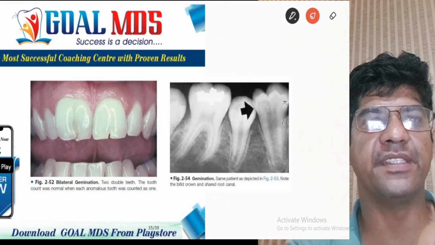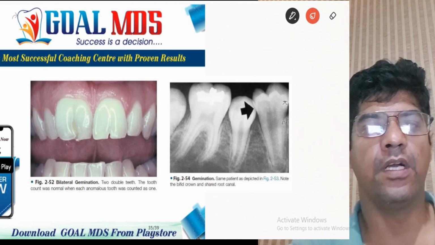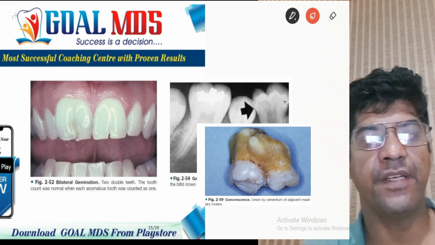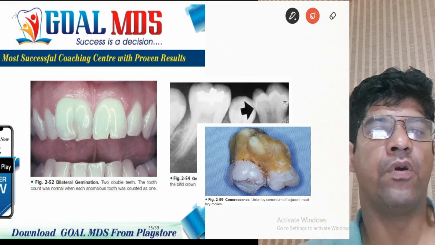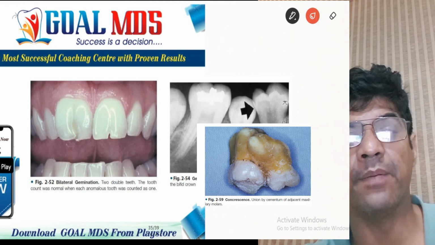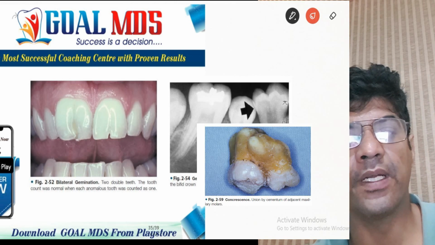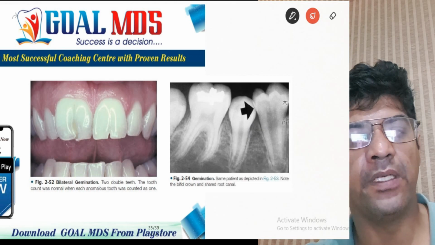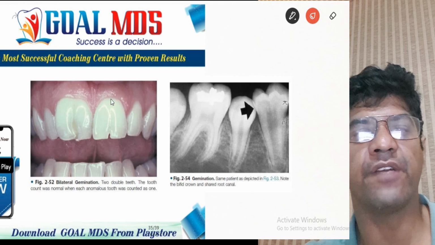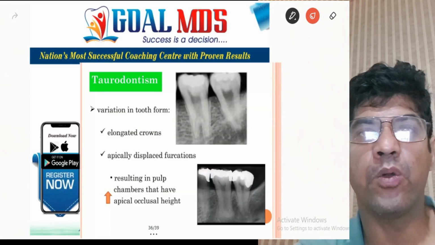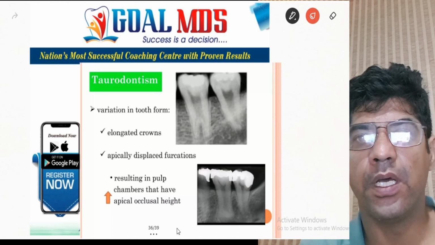Other is concrescence. What is concrescence? Concrescence is a condition in which two fully formed teeth are joined together through the cementum, that is the hard tissue that covers the root of the teeth. This joining usually happens along the root surface of the teeth. It is more common in the molar teeth, particularly in the upper jaw.